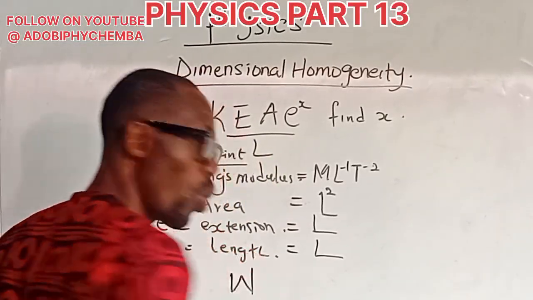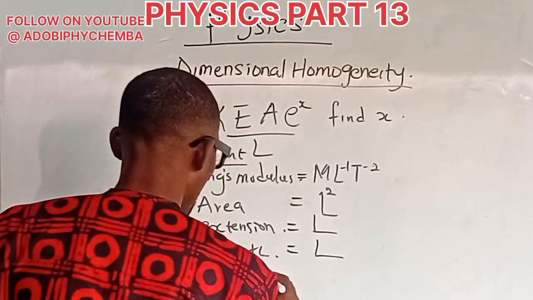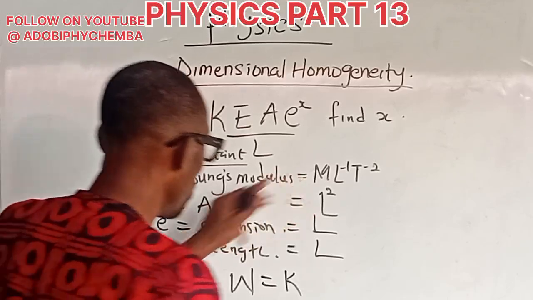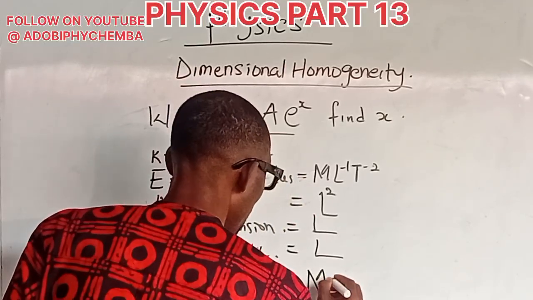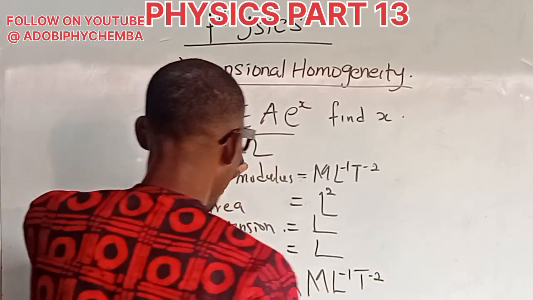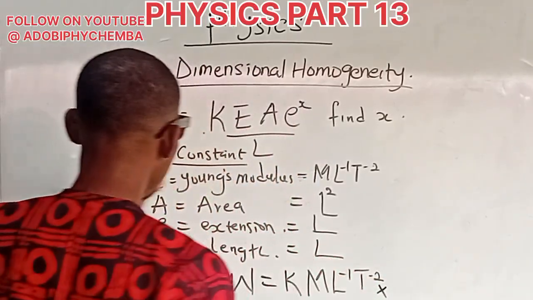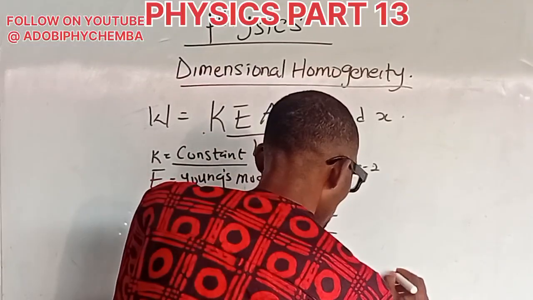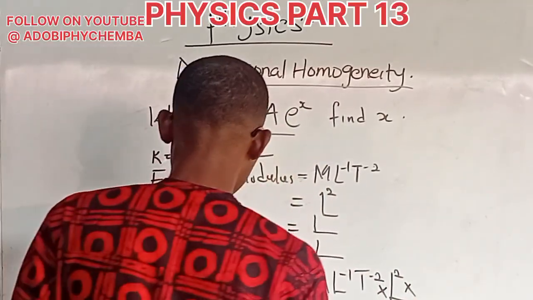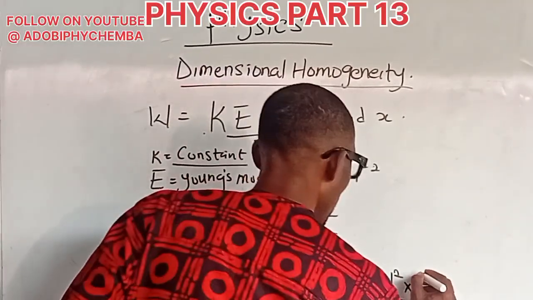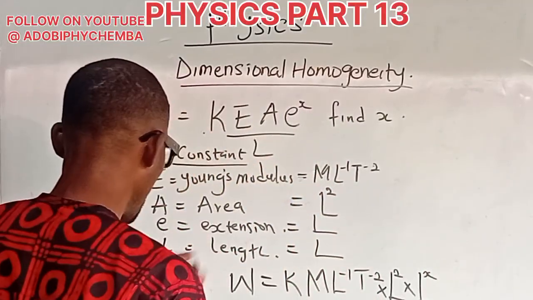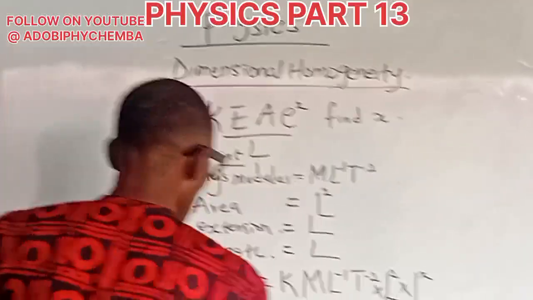W will be equals to K. Now what do you have as E? Young's modulus: M L raised to power minus 1, T raised to power minus 2, times the area, L raised to power 2, and times the extension, just L, L raised to power X, all over the length, L.